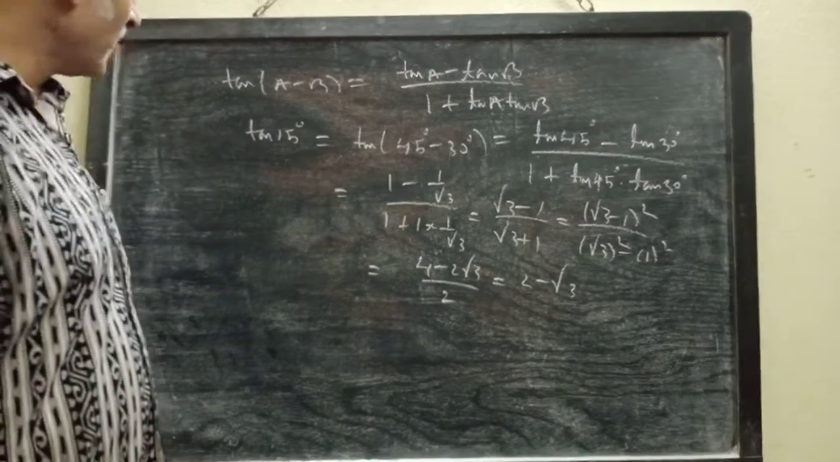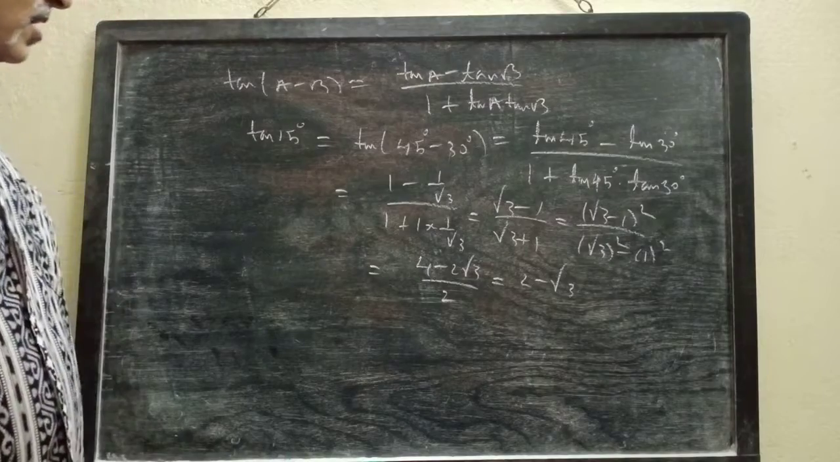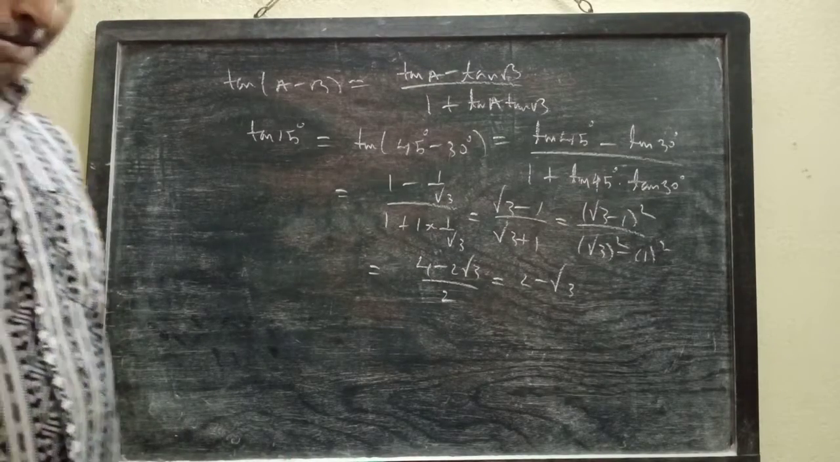So in this way we can find values of 15 degree of the different trigonometric ratios. Okay.